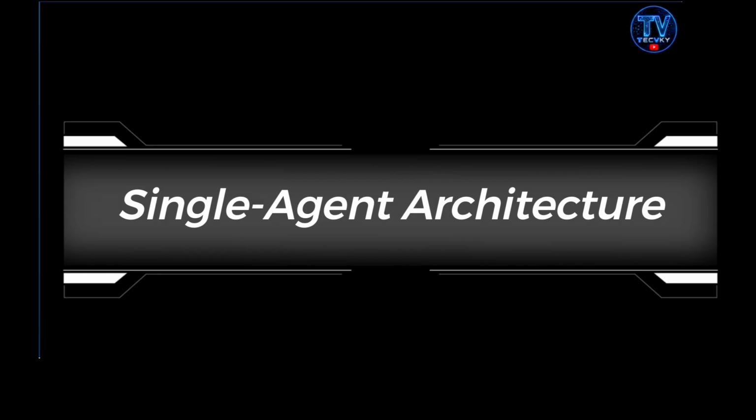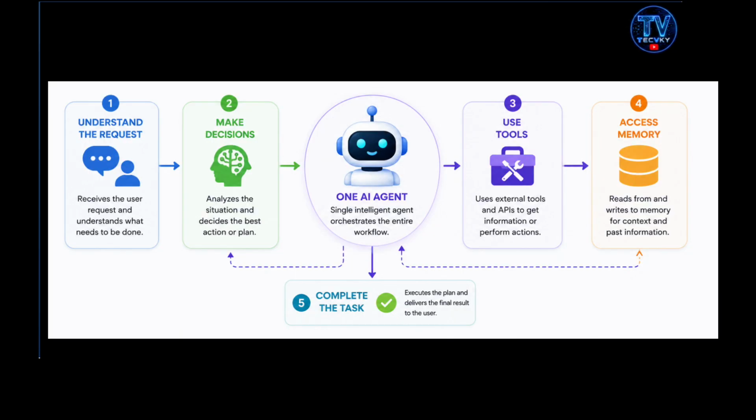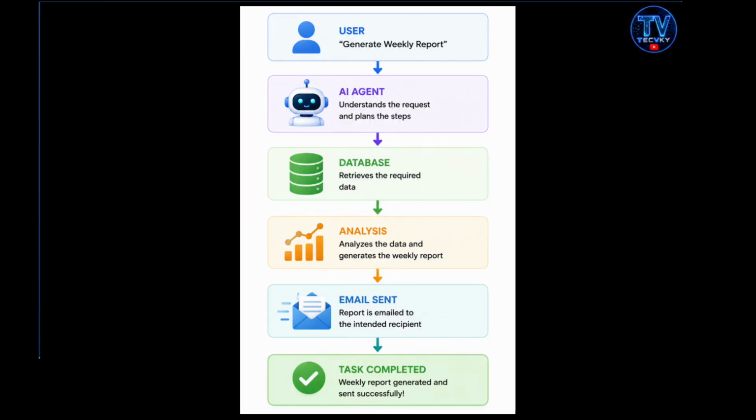A single agent architecture means exactly what the name suggests. One AI agent is responsible for understanding the request, making decisions, using tools, accessing memory, and completing the task. Everything starts with the user. The user provides a goal or instruction. For example, generate a weekly sales report and email it to my manager.